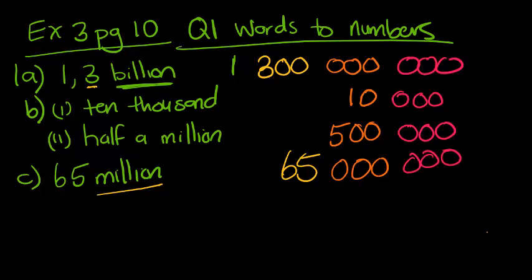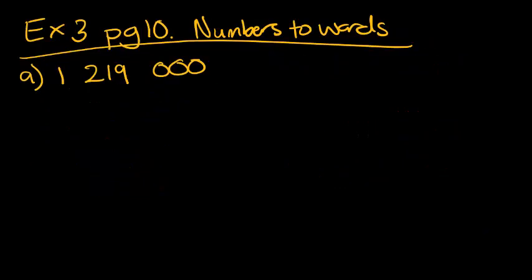Pretty easy. Next, we are going to look at how to write numbers into words. So we are still doing exercise 3 on page 10. This is question 2, I believe. Yeah, question 2. Okay, so what do we have? I know that these are my ones, these are my thousands, and this is a million. So I start from left to right.